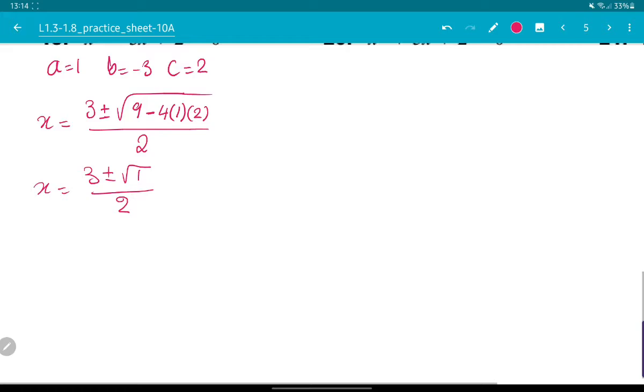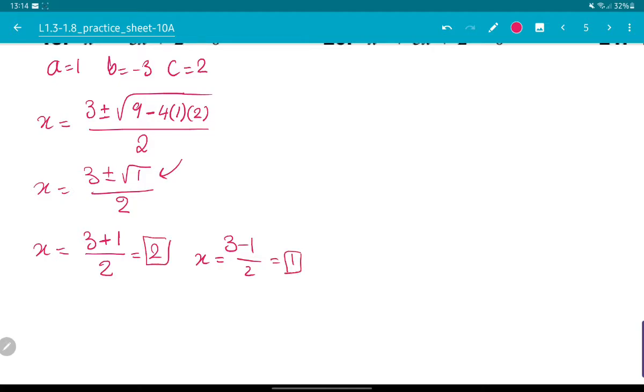Can you see that we have two options here? X equals 3 plus, what's the value of root 1? It's 1. And the second option, when x equals 3 minus root 1, which is 1, 3 minus 1 over 2. This will give you 4 over 2, which is 2, and this will be 2 over 2, which is 1.